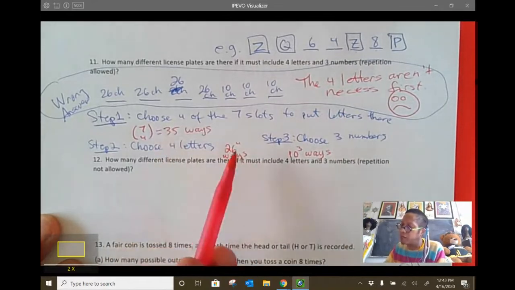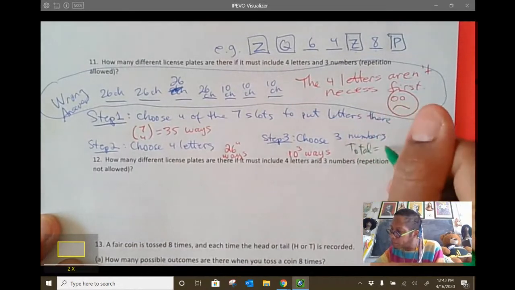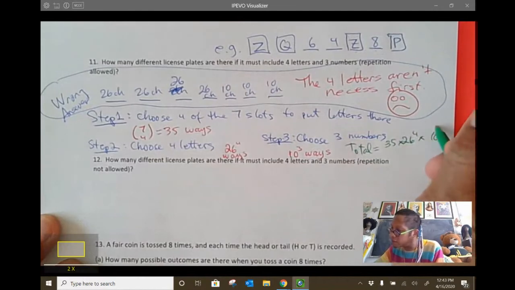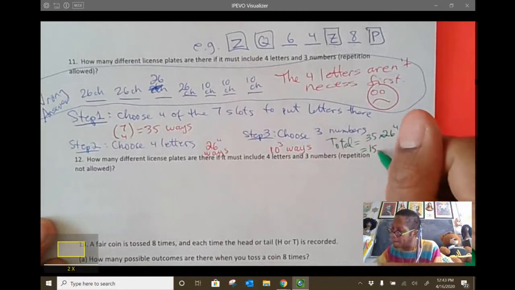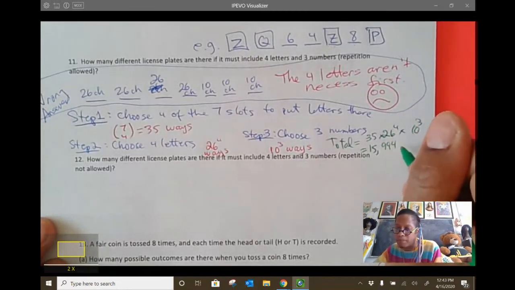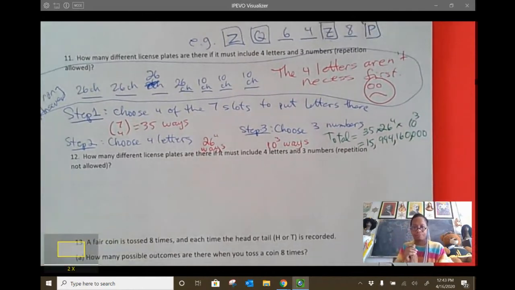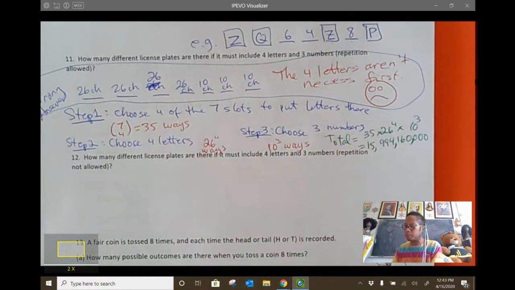So I have these three numbers, 35, 26 to the fourth, 10 to the third. So the total equals 35 times 26 to the fourth times 10 to the third, which is a ginormous number, 15,994,160,000. 15 billion. That's a lot of license plates. That's larger than the population of Earth. So yes, this is a good system. If everyone had a car, we wouldn't run out of license plates.